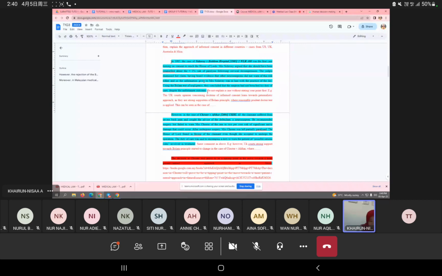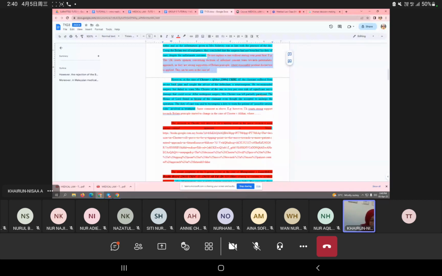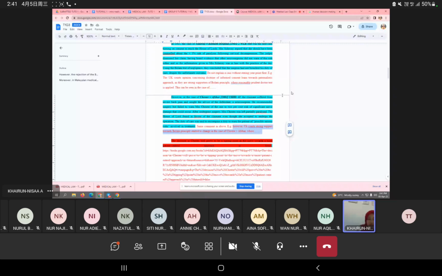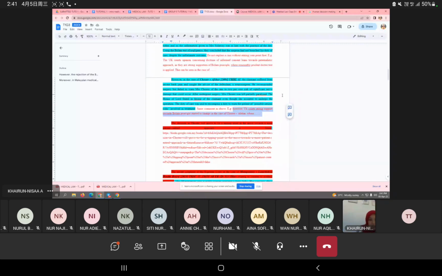Same mistake here: "However, in the case of Chester, blah blah blah." What is the statement? Let's say: however, the UK court's strong support towards Bolam principles started to change in the case of Chester and Afshar. Then you state about the cases of Chester and Afshar. So now, from these two paragraphs, we can see that the UK used to support medical paternalism, but is now slowly turning towards patient's autonomy.